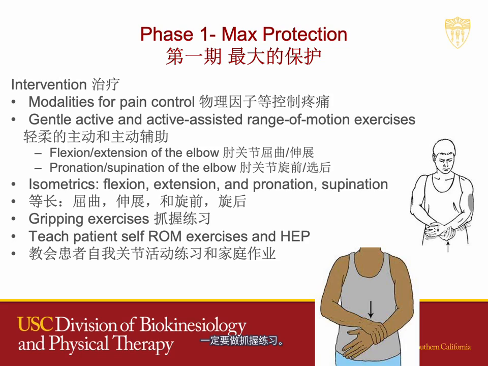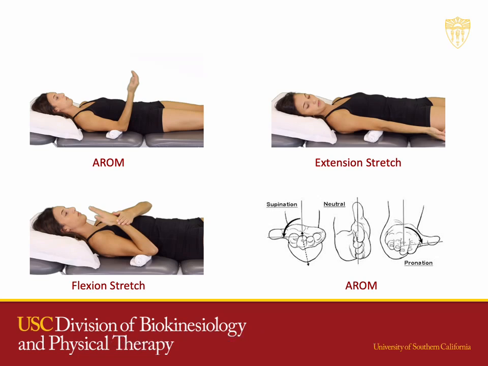Definitely do gripping exercises. Again, try to keep that wrist in neutral supination, pronation as much as you can, but work on grip with that positioning, and teach them how to do range of motion as a home exercise as much as possible. So really help them see the importance of that gentle active and active assistive range of motion. These are pictures of just some range of motion ideas.